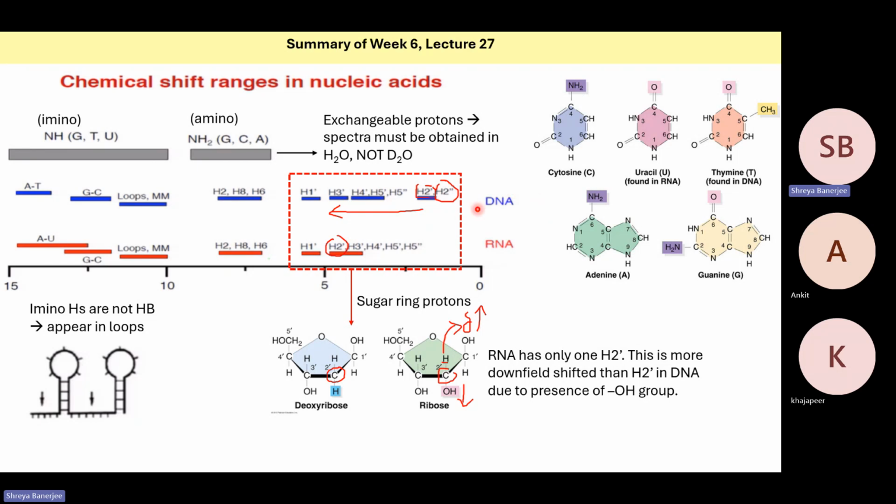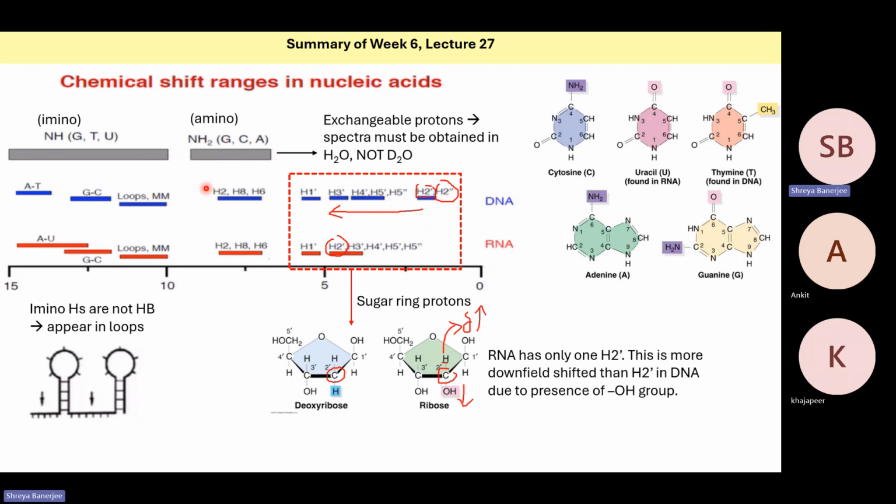Because if you see in DNA, the 1 prime, 3 prime, 4 prime, 5 prime, in all of these, there is an electron withdrawing OH group. So other than 2 prime, all the other protons are quite downfield shifted. But in 2 prime and 2 double prime, there is no OH group directly attached, and so they are upfield. So in DNA, the sugar ring protons are quite spread out.